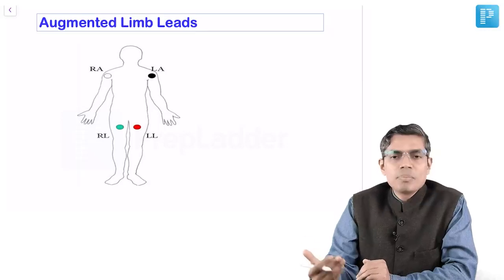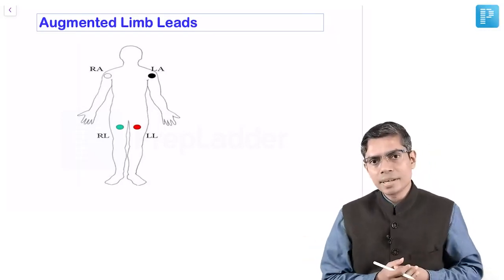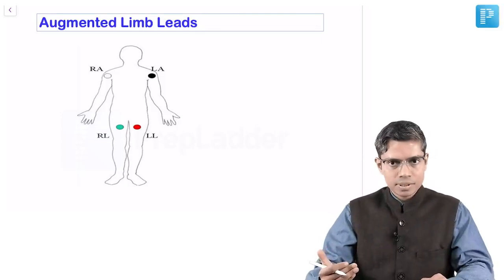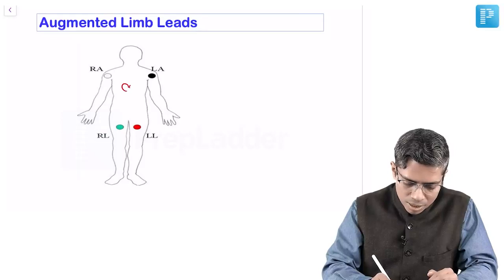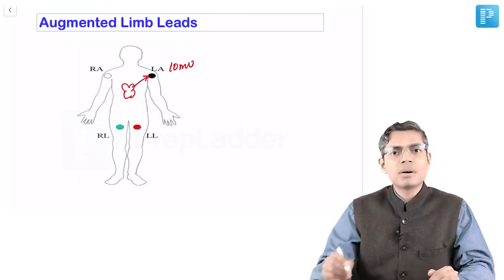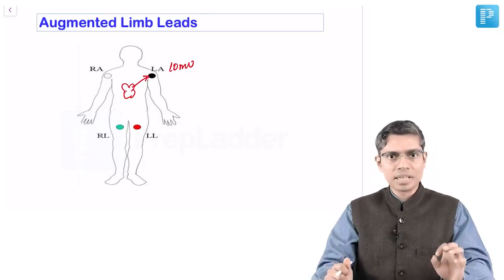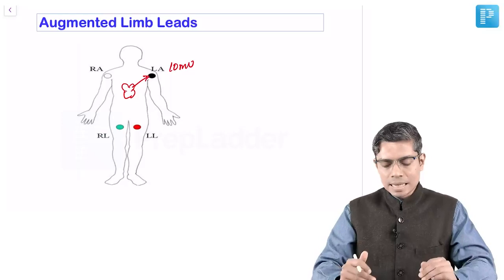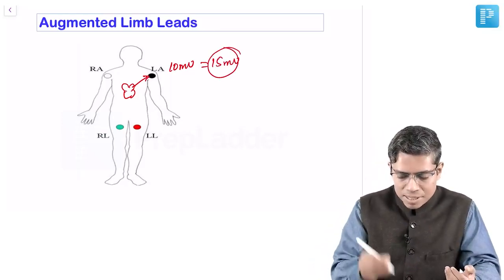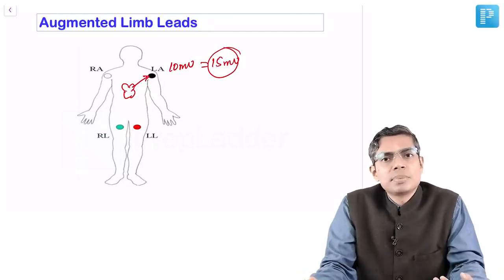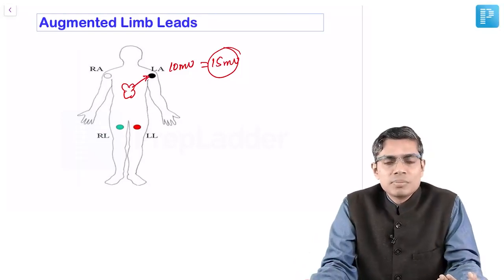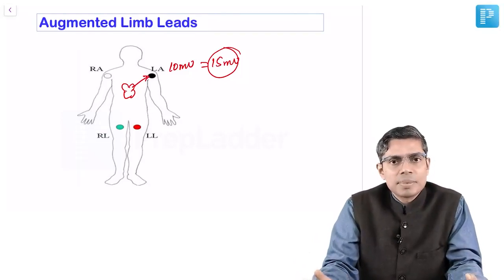So what do you mean by augmented limb leads? Augmentation means you are simply increasing the voltage. For example, suppose the heart was generating a voltage of 10 millivolt at the level of the left arm point, left acromion. If I augment this voltage to 15 millivolt and it is recorded by the ECG machine, that is known as simple augmentation of the voltage. And how much voltage is augmented? 5 millivolt means 50% augmentation of voltage is happening.